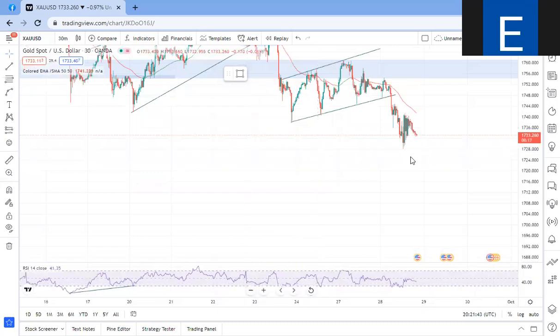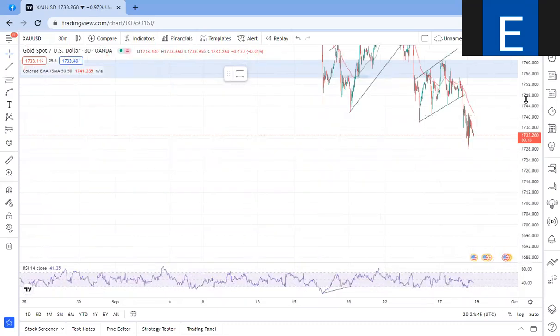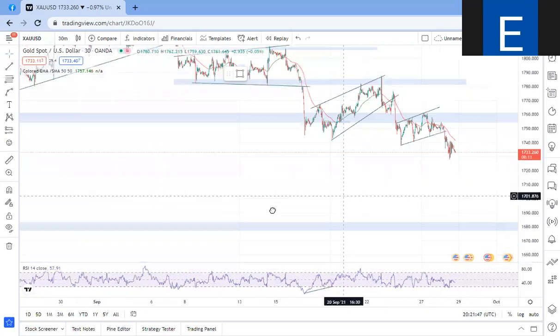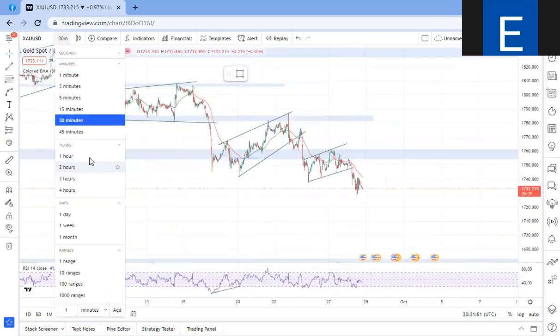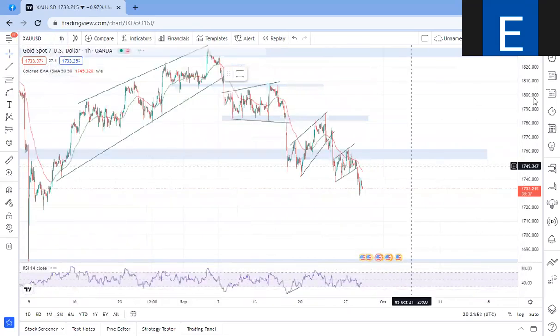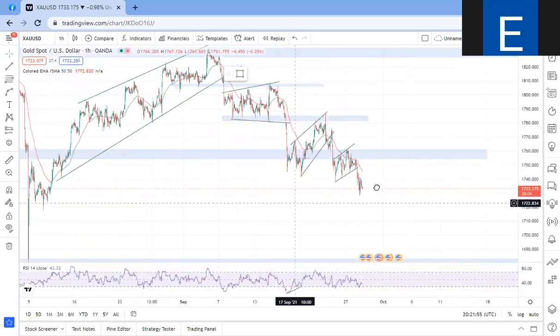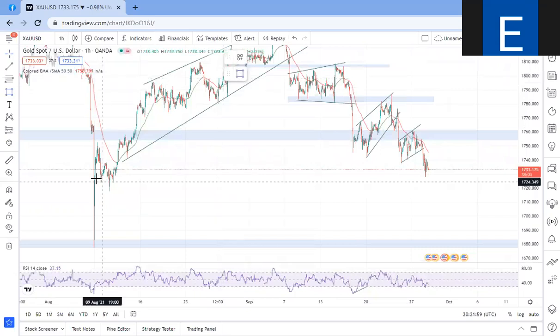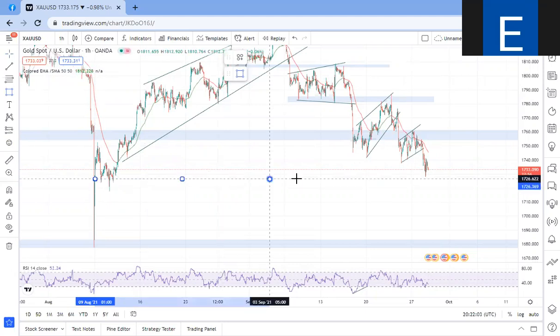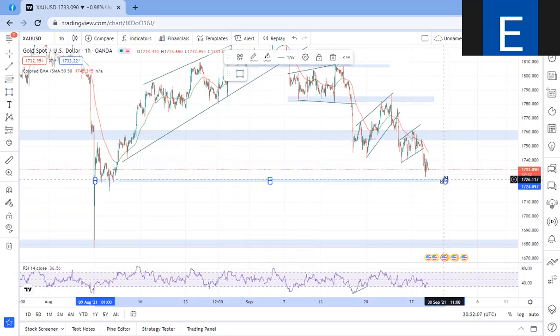So currently, this is what I am seeing as a potential possibility on gold. Price is still in the downtrend on gold. If you look to the left here, you can see how price has been struggling here. You can see that price struggled a little here. So that is what price is actually doing currently.